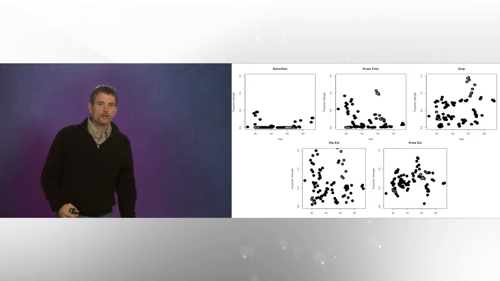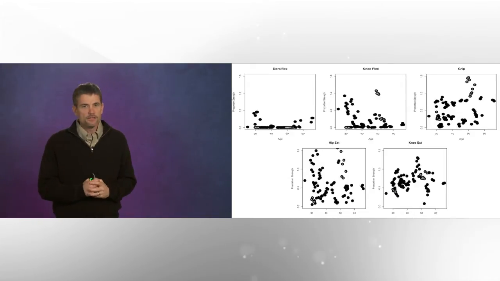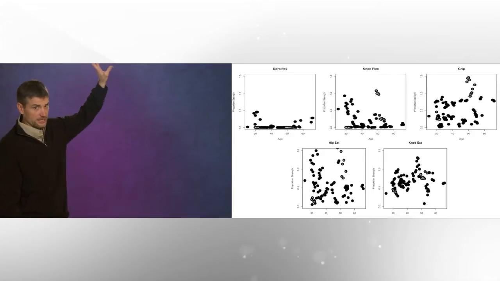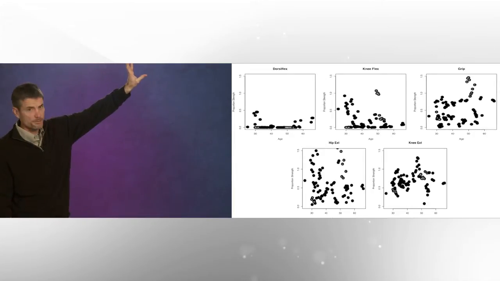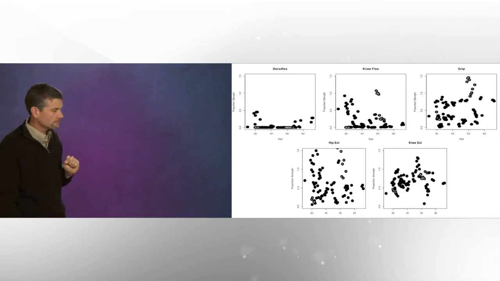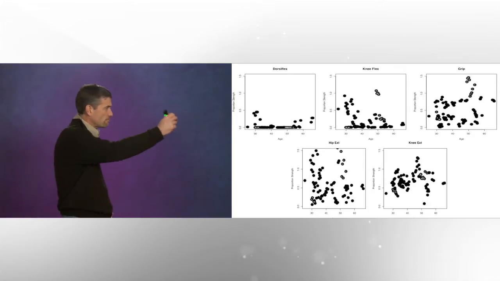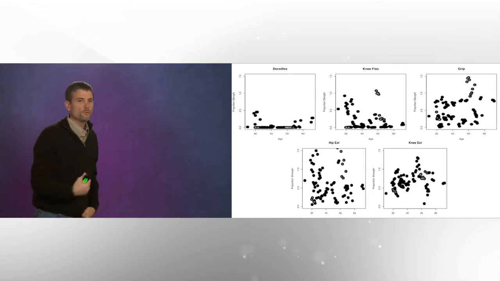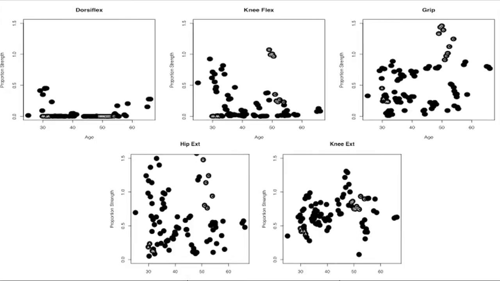So here is the entirety of the data on the 5 different muscles, the dorsiflex in the upper left, the knee flex in the upper middle, grip in the upper right, the hip extension and knee extension in the bottom. So these are attached to the same patient across the scale. What we'd hope to see here is that with age as the X variable and the percent strength as the Y variable, we would see a natural pattern to this. That for somebody of a certain age, we can say what their muscle strength should be. You can see we have a mass of points in many ways. Can we make heads or tails of this?